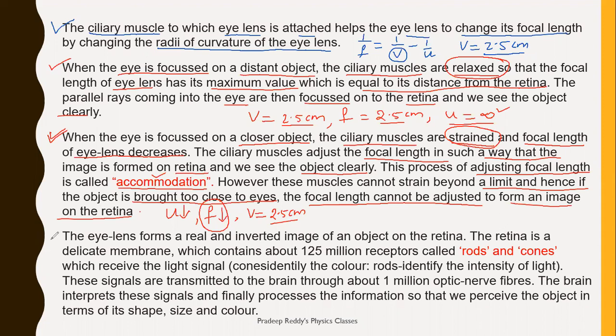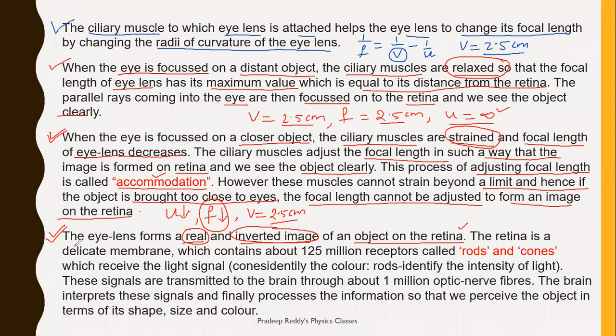And coming to point number 4, the eye lens forms a real and inverted image of an object on the retina. This should be clear, because our eye lens is a convex lens, it will be forming a real and inverted image on the retina.